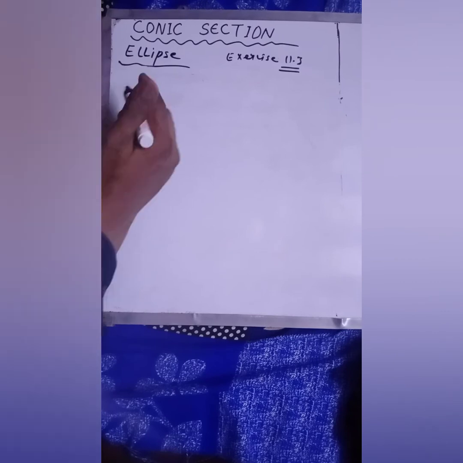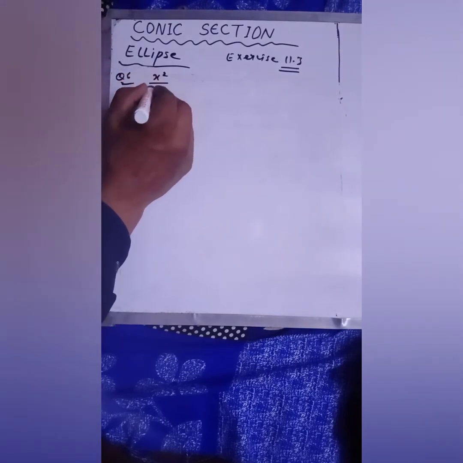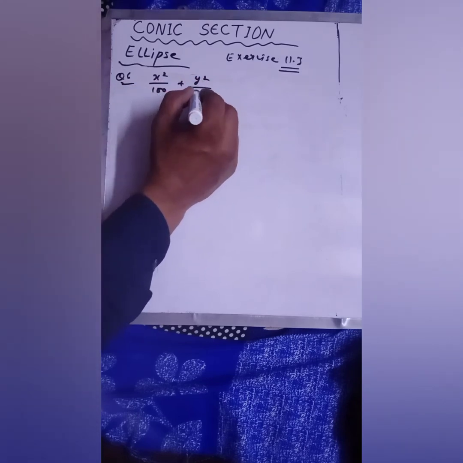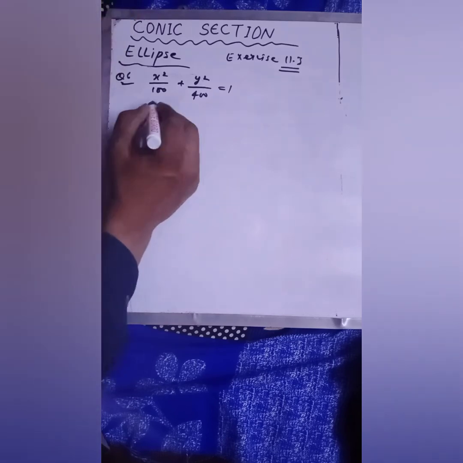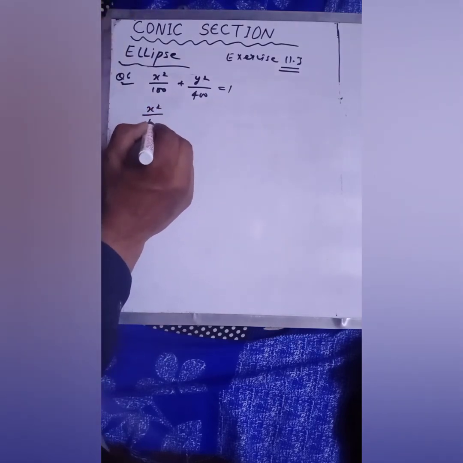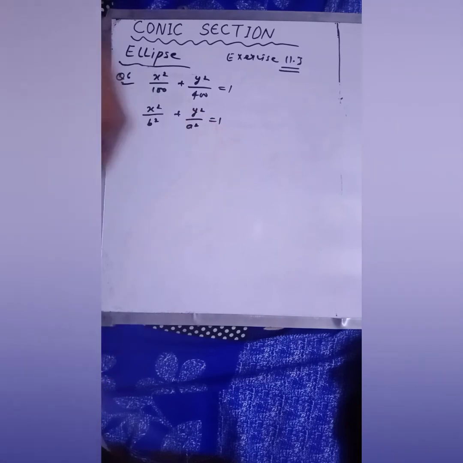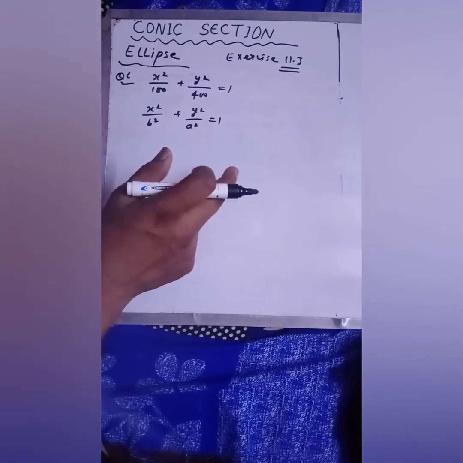Now see children, here is question number 6. Question number 6 is x square over 100 plus y square over 400 is equal to 1. So this equation is in this form: x square over b square plus y square over a square is equal to 1. So this is the type when the major axis lies on the y axis. Fine, like this.